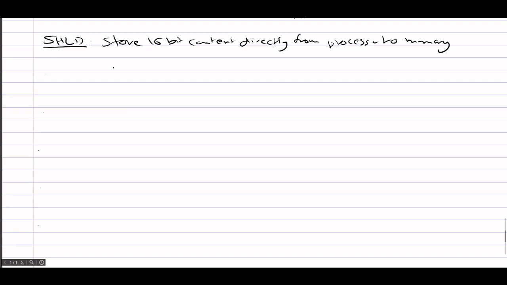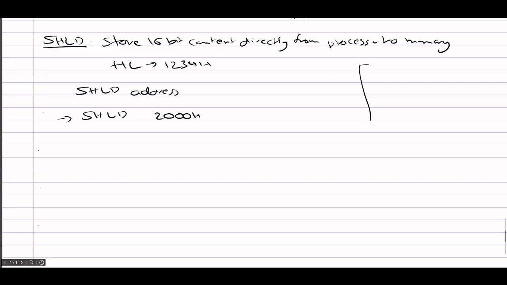So what happens in SHLD is, suppose the HL pair contains the data 1234H, which is 16-bit data, right? The syntax for SHLD is SHLD and then we provide a memory address. Let's say we've written SHLD and a certain address 2000H. When we execute this instruction, in our memory we take two consecutive addresses. First is 2000 and then second is 2001.